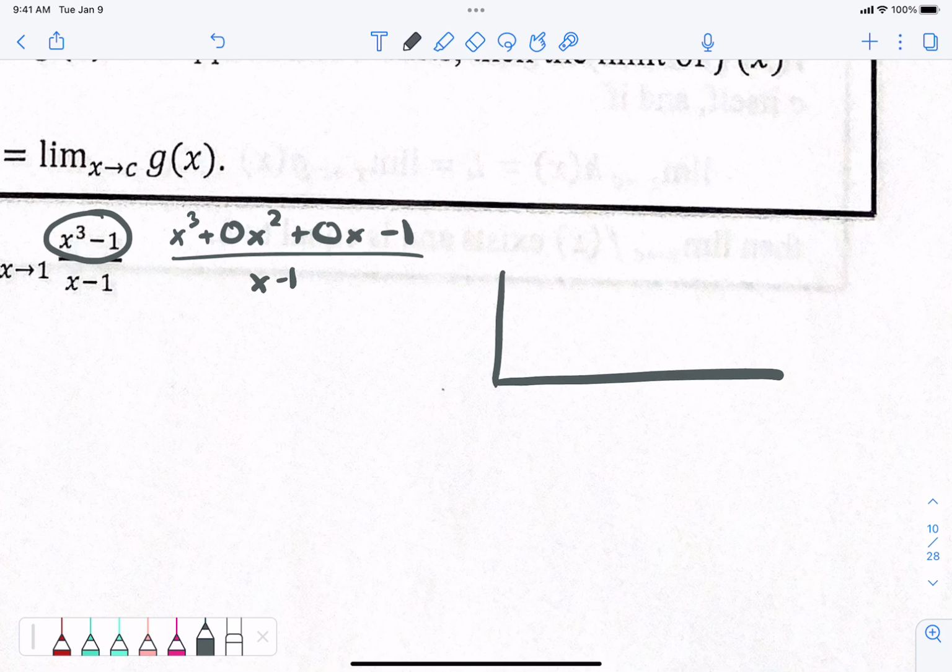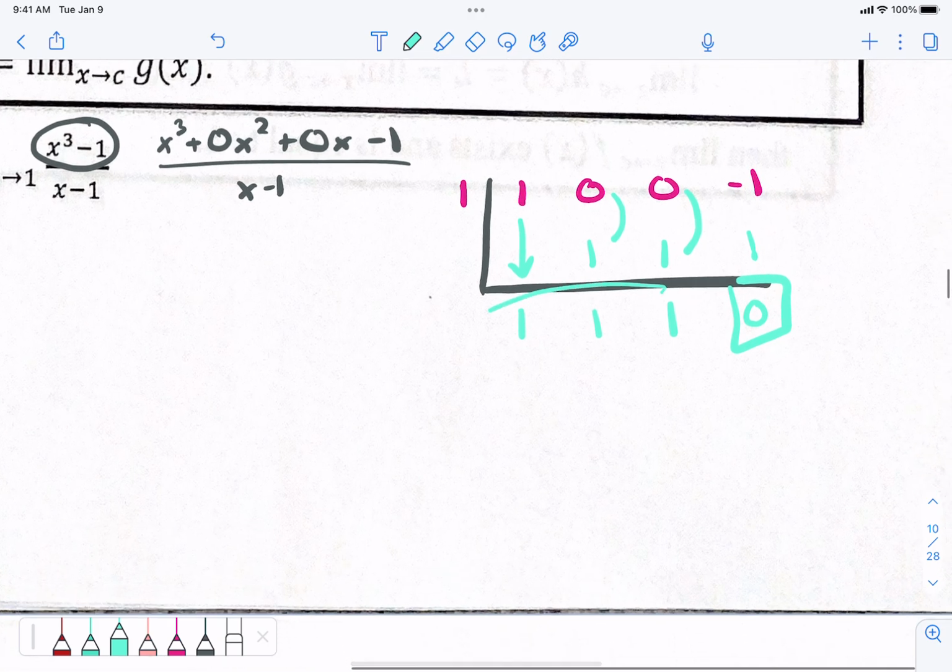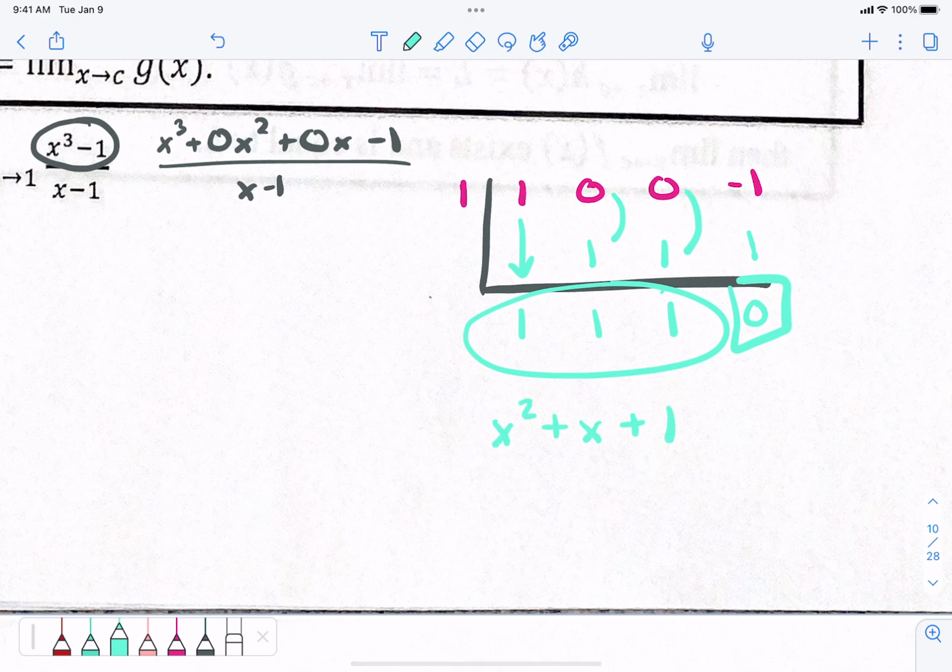So 1 goes on the outside, positive 1, yeah? Then my coefficients are going to be 1, 0, 0, negative 1, yeah? Okay, now I just do my division. 1 pops down, multiply, add, that would be 1 again, multiply 1, add, that would be 1 again, multiply 1, and that would be 0. So that's my remainder. It does go in there evenly because I have 0 as a remainder. Okay, what does this thing look like? 1x squared plus 1x plus 1. X squared plus x plus 1.